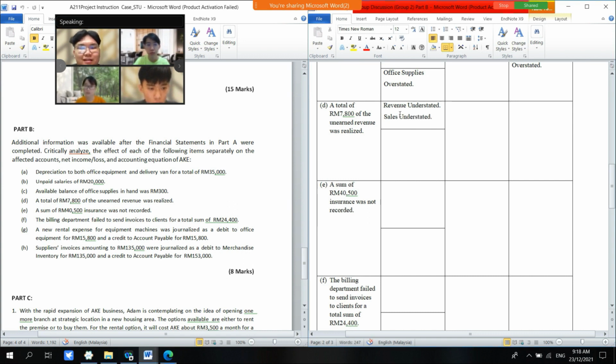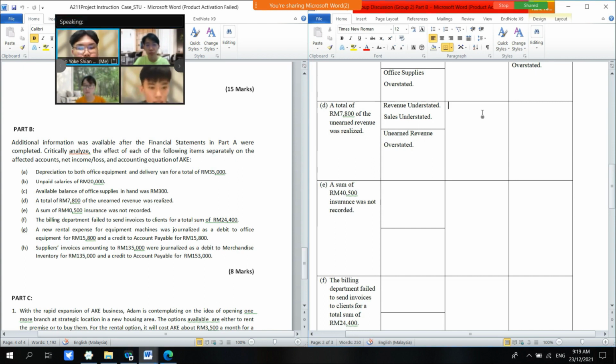I think the other account should be unearned revenue overstated, is it? Because the unearned revenue is overstated since they have not yet deducted the realized unearned revenue. Do you guys agree with me? Yes, because it is already realized. So Han Xiang, it should be unearned revenue overstated. Thank you for correcting.